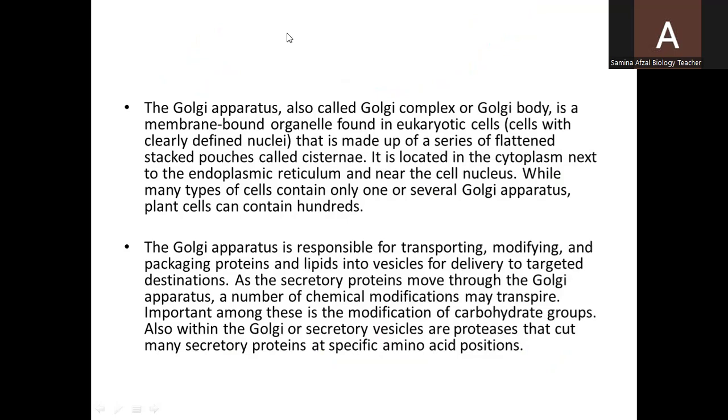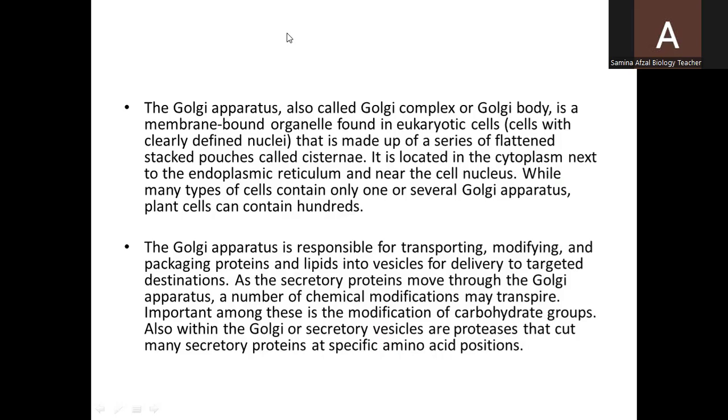The Golgi apparatus, also called Golgi complex or Golgi body, is a membrane-bound organelle which is found in eukaryotic cells, and that is made up of a series of flattened stacked pouches called cisternae. It is located in the cytoplasm next to the endoplasmic reticulum, very close to the endoplasmic reticulum, and near the cell nucleus. While many types of cells contain only one or several Golgi apparatus, plant cells can contain hundreds.